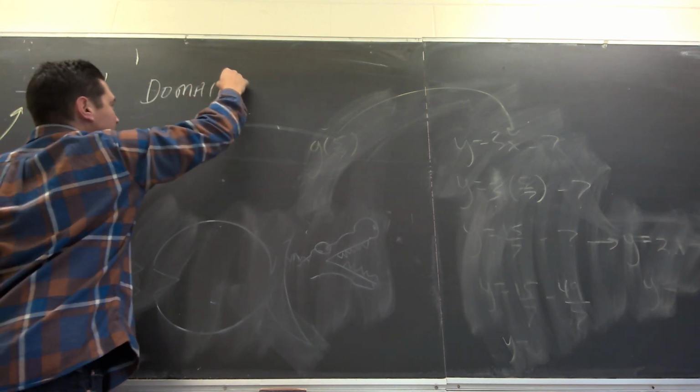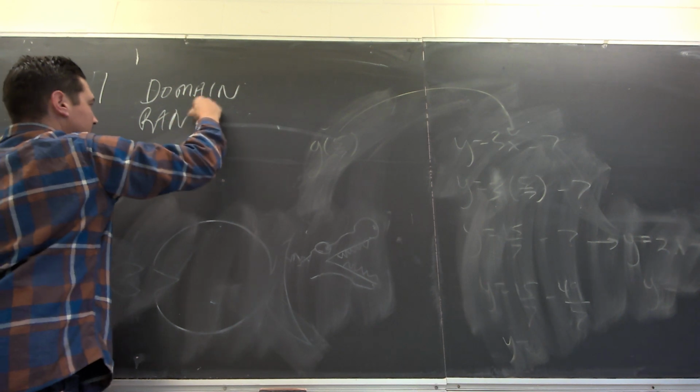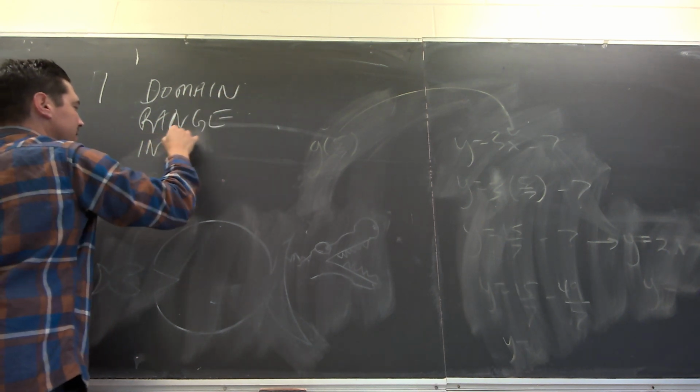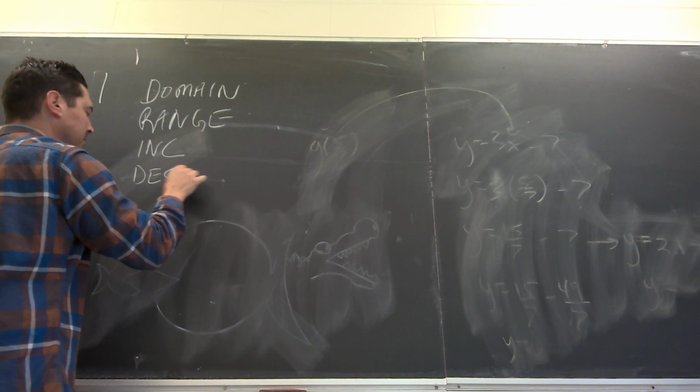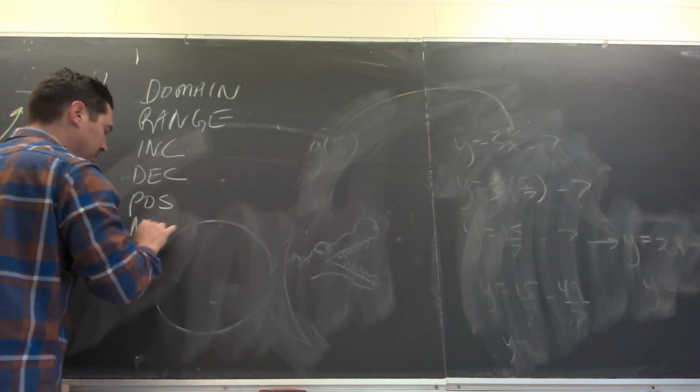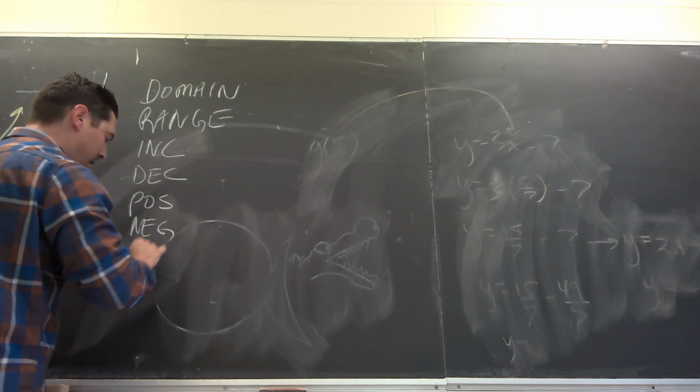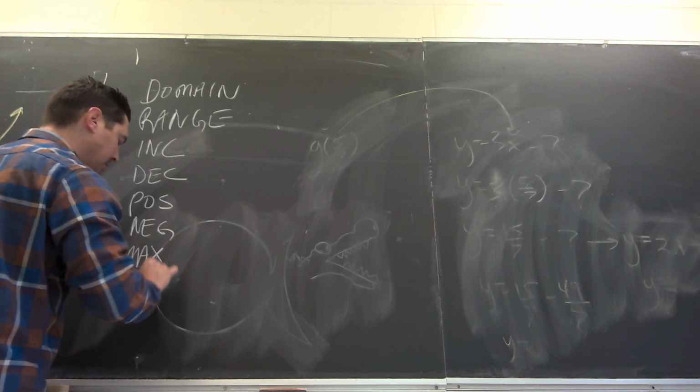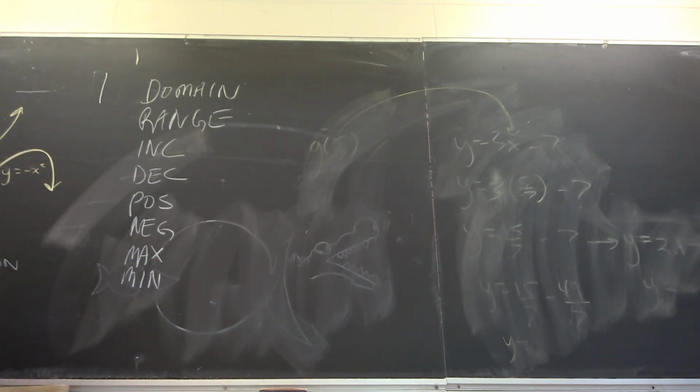So domain, range, increasing, decreasing, positive, negative, max, and min. These are all of the ways that we can talk about functions, okay? Sometimes they'll give you domain, sometimes they'll give you increasing, sometimes they'll give you positive and range. They're just giving you components of stuff so you can kind of piece things together.